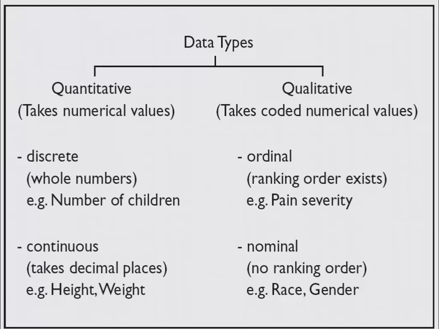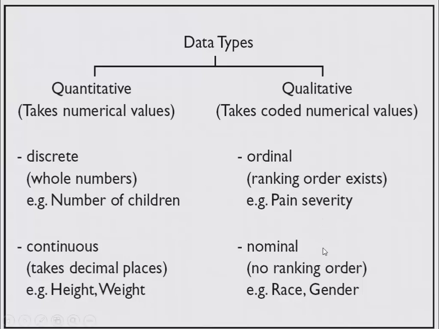For qualitative data, although it takes coded numerical values, they are not continuous data. They are really still qualitative data. For example, ordinal data, like we have for the pain severity. So when we code the pain severity from 1 to 5, 1 the least, 5 the most, then it becomes an ordinal data set for pain severity.